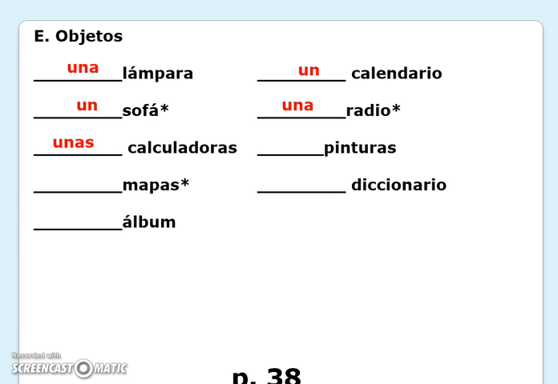Unas calculadoras, because it's feminine and plural. Unas pinturas, some paintings, feminine. Unos mapas, because it's an exception, some maps. Un diccionario, masculine singular, a dictionary. And un álbum, masculine singular.